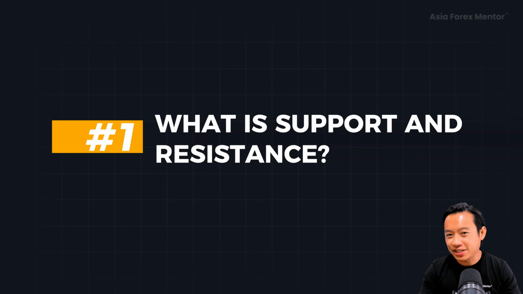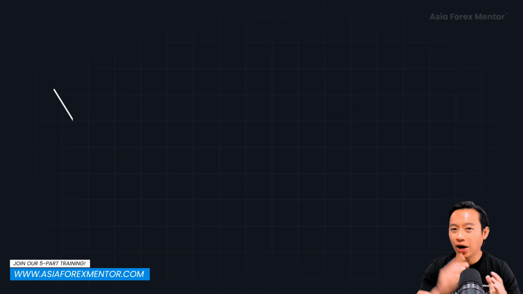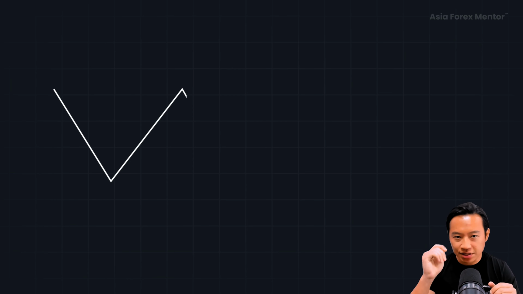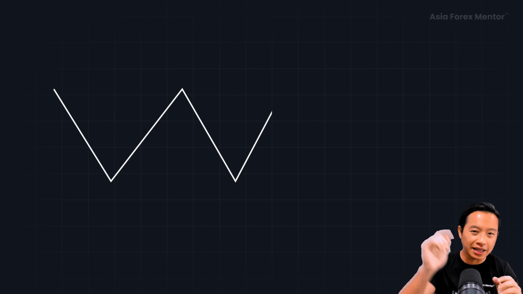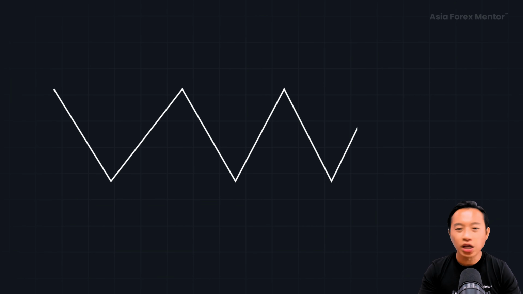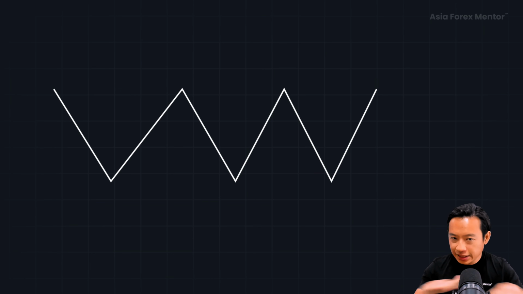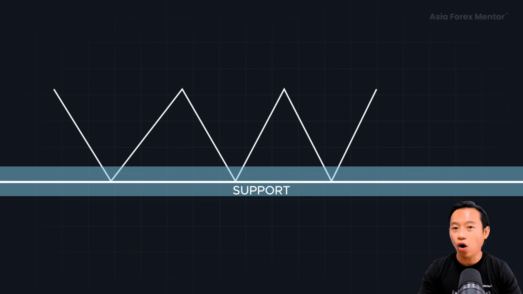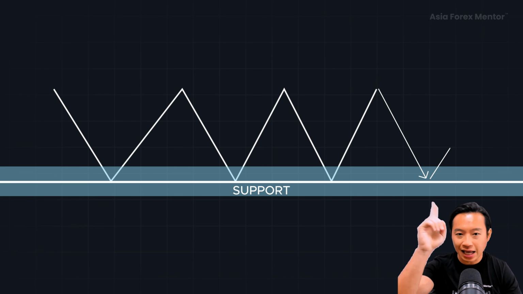So, what is support and resistance? Let me explain. Let's say price comes down lower and then goes up higher. Comes down lower, goes up higher, comes down lower, bounces up higher again. At this point, we can identify this area as an area of support, because if price returns to this area for the fourth time, there is a chance that the buyers might step in and push the price up again.